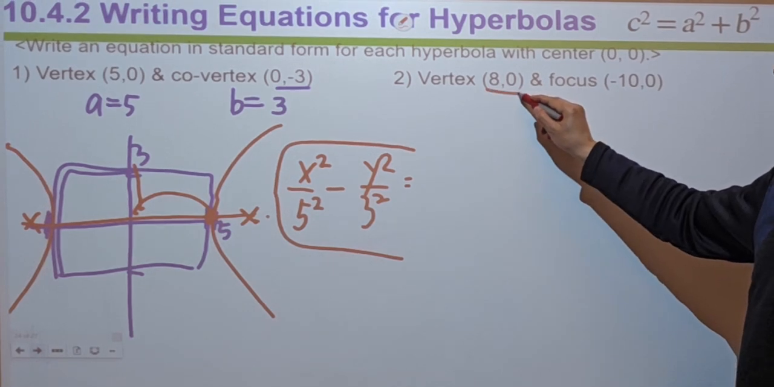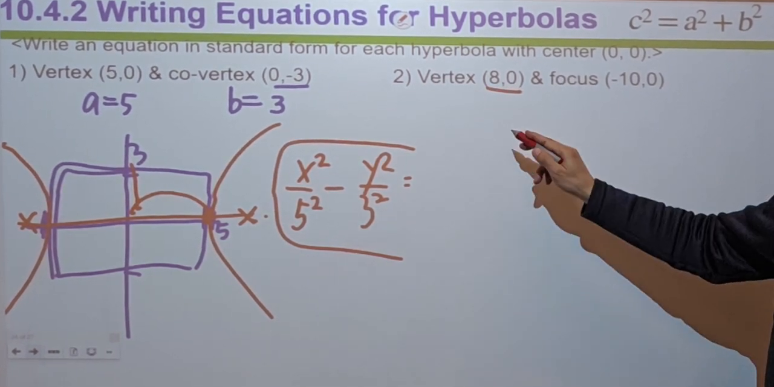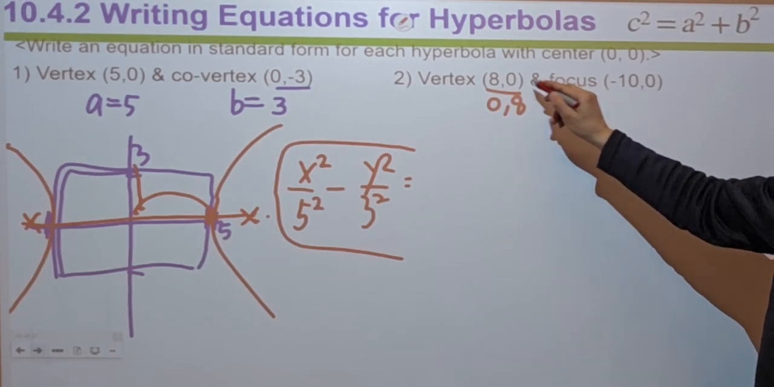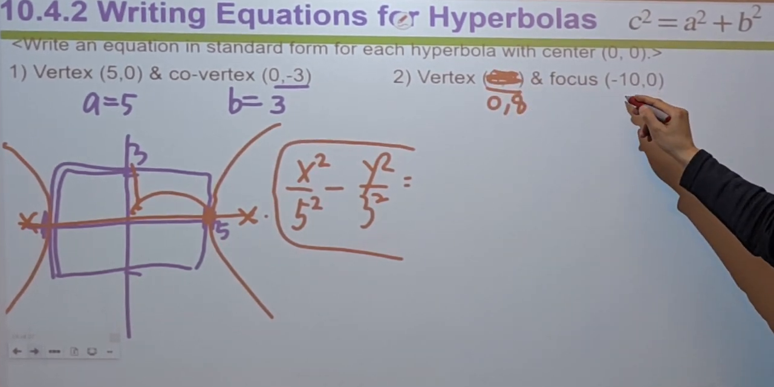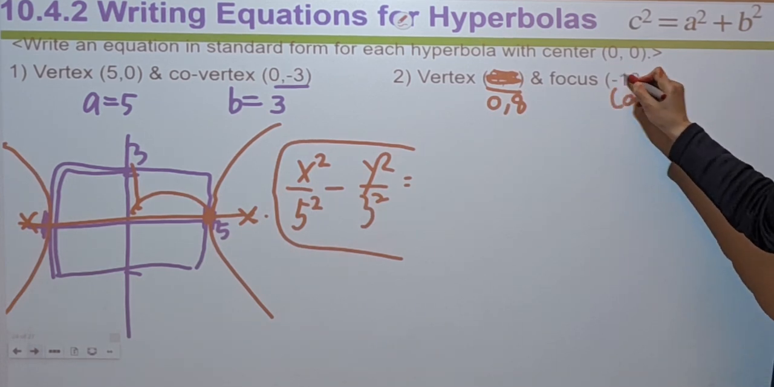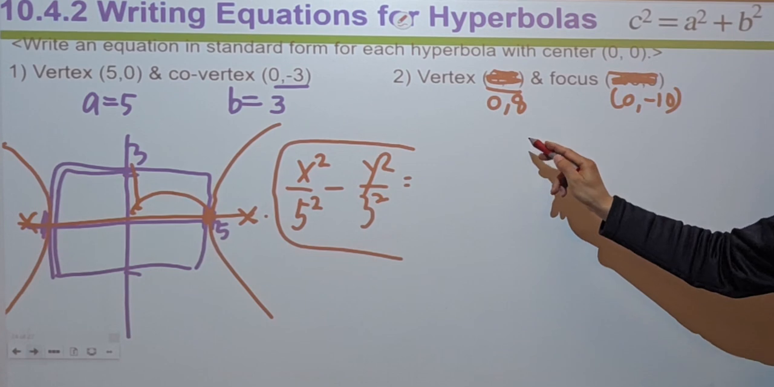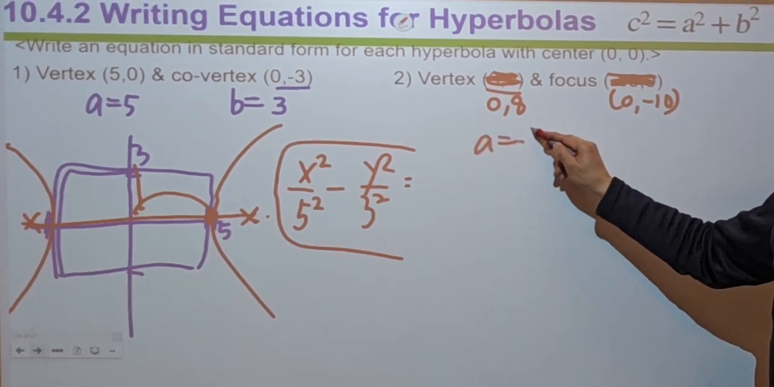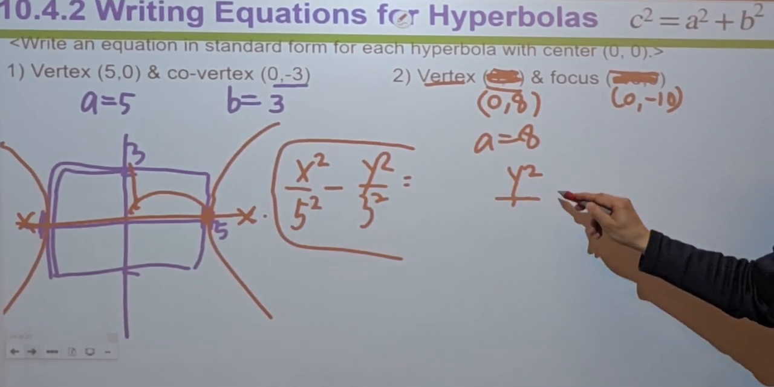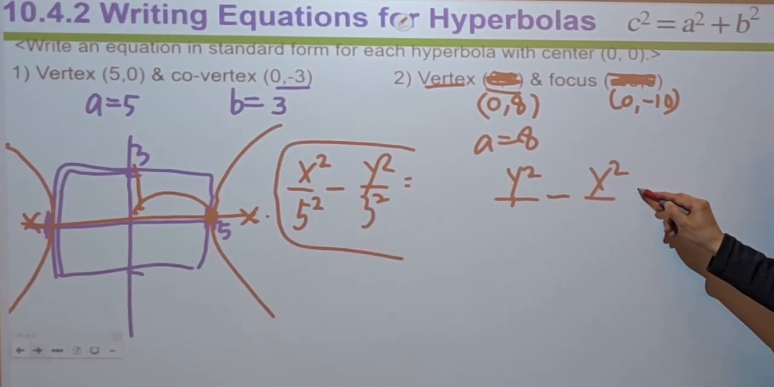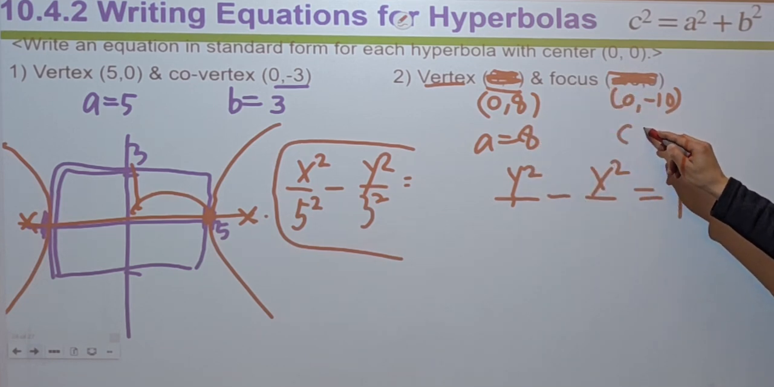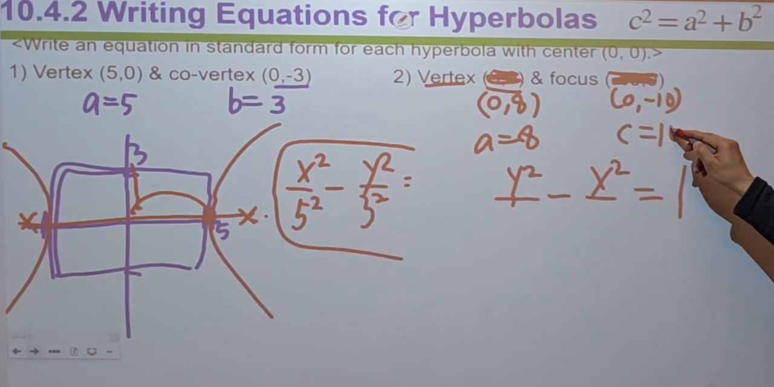And now here, vertex (a, 0), this is also on the x-axis. So let's use (0, 8). Let's change it, vertex, and then the focus is also, let's change it, (0, -10). Then this is on the y-axis, right? Then a equals 8, on the vertex y-axis side. Then y squared over, minus x squared over, equals 1. So this is a. Then the focus, do you remember the c? That's 10.